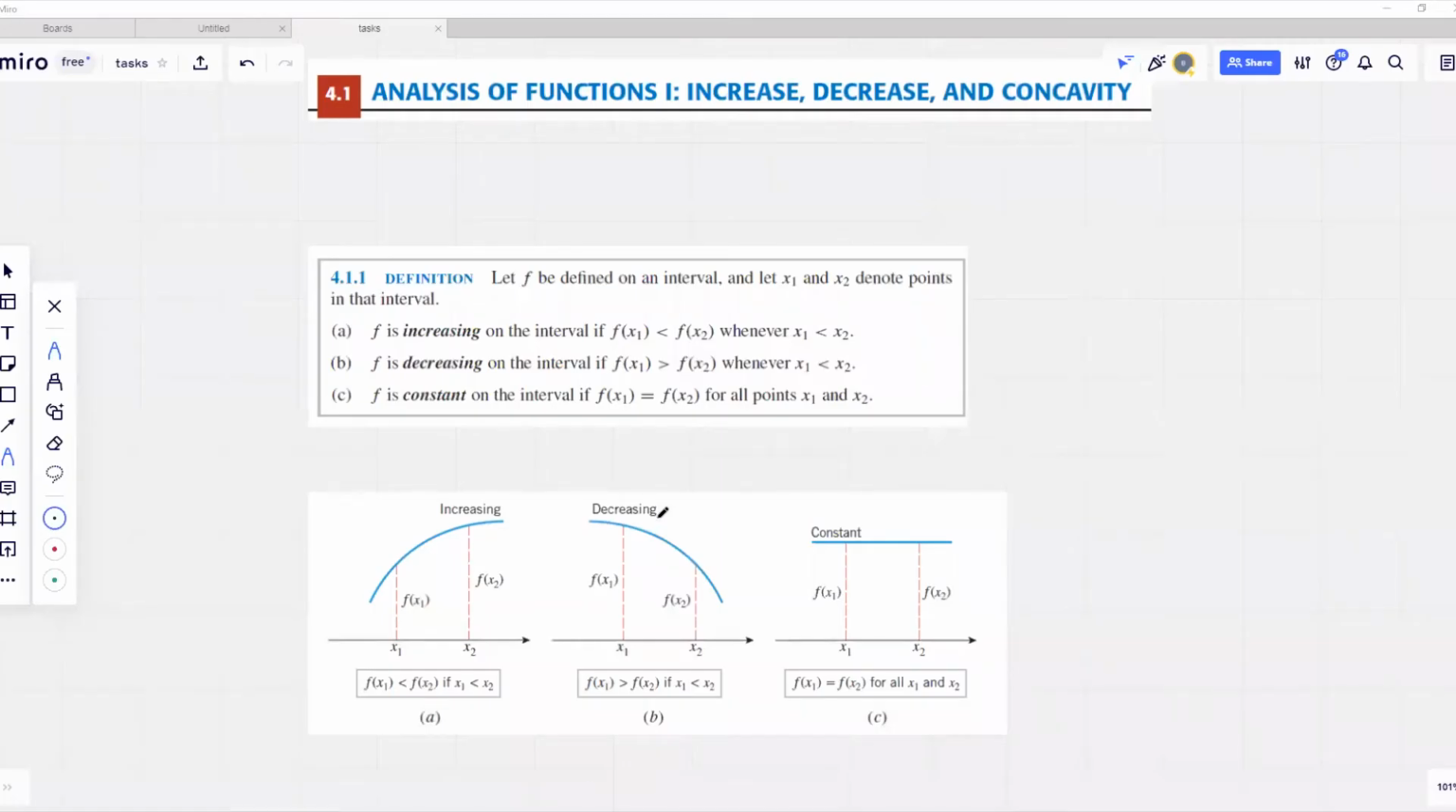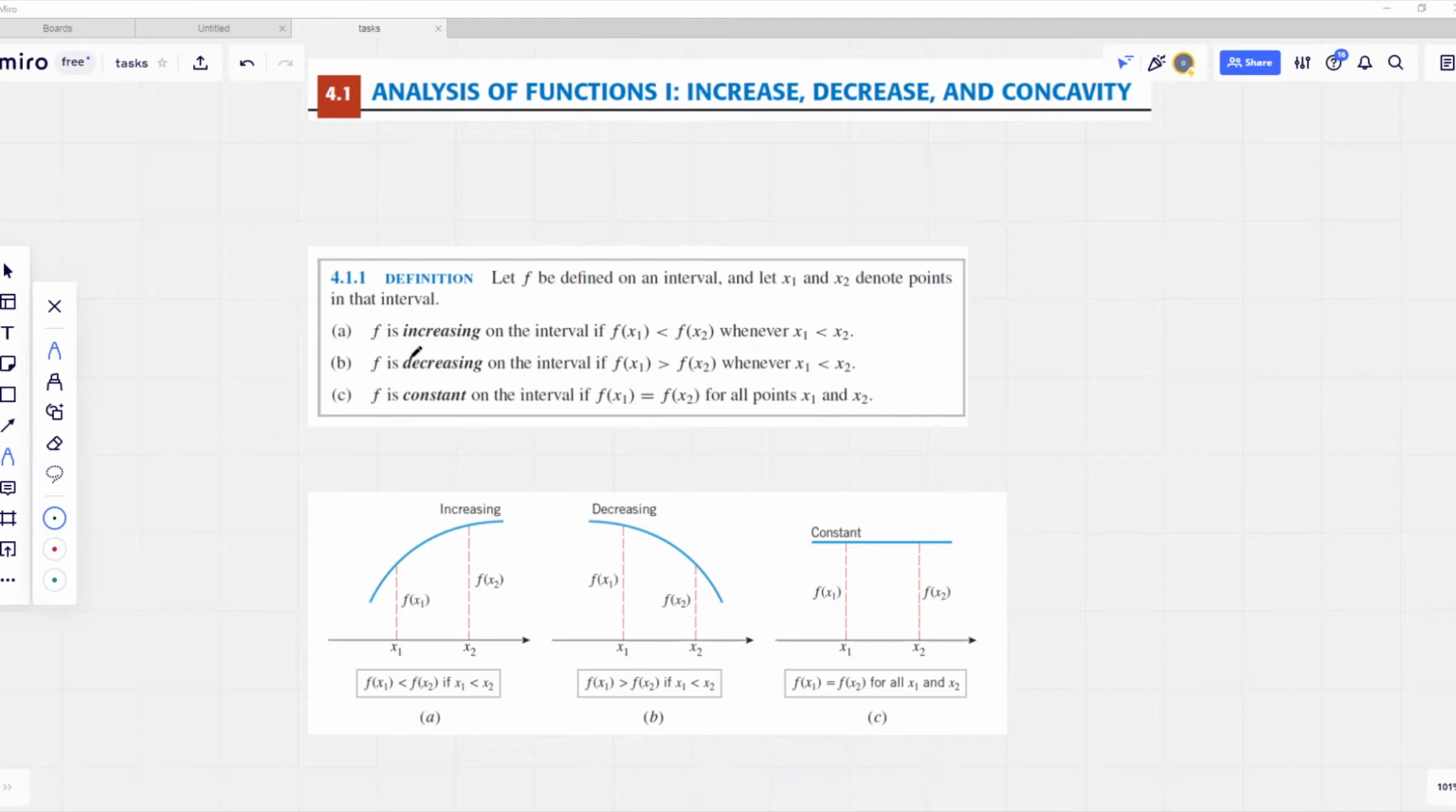Welcome, guys. In this video, we are going to study increase, decrease, and concavity of functions. Let's start by defining what we mean by increasing, decreasing, and constant functions on some intervals. Let function f be defined on an interval and let points x1 and x2 be points in that interval.